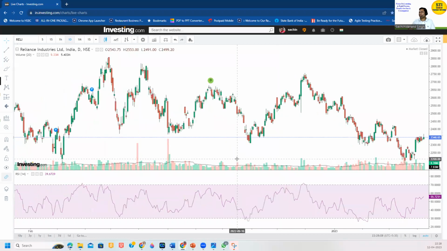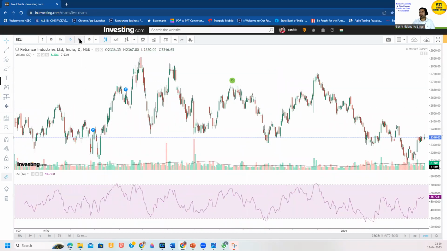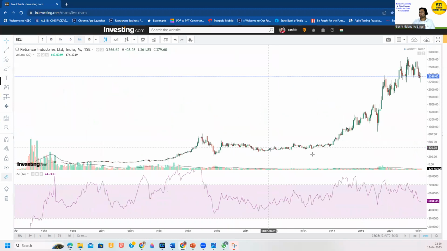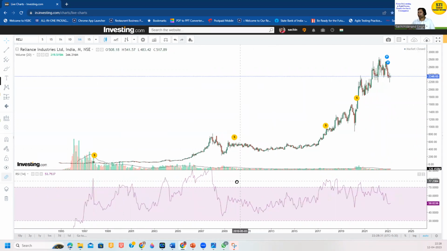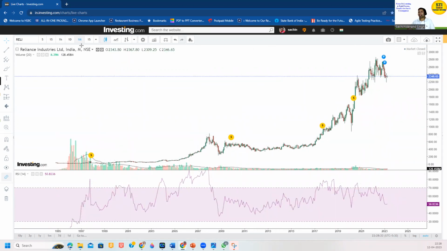So this is an example of Reliance. Reliance is one of the outperformer stocks so far. If you look at the Reliance history, it has been an outperformer. The price started somewhere in 2005 around 100 rupees, went up to 2800, and is currently trading somewhere around 2300. That is the monthly time frame.